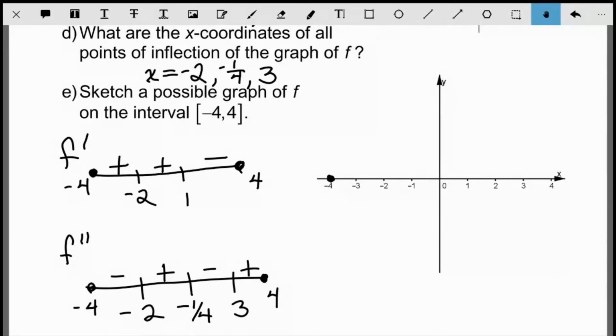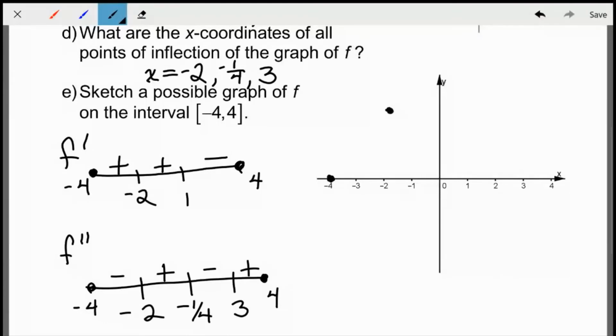Second derivative is negative. So my function should be increasing and concave down on the interval -4 to -2. Also at -2, I know I'm going to hit a slope of 0. So what I'm going to do here, I'm going to say that my graph has to go through about right there. So increasing and concave down is going to look something like that.